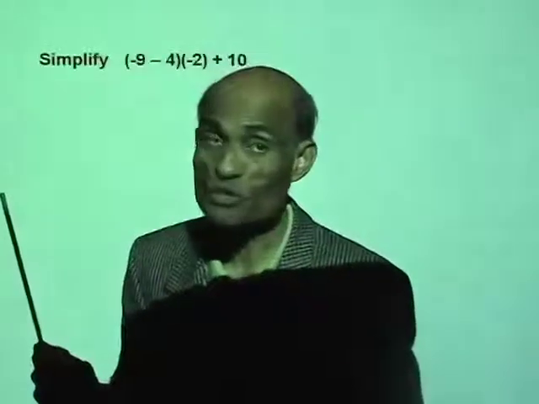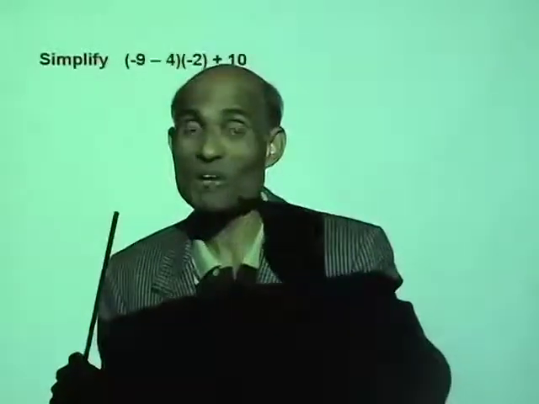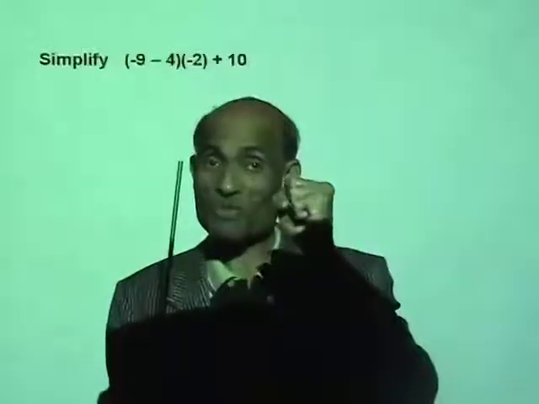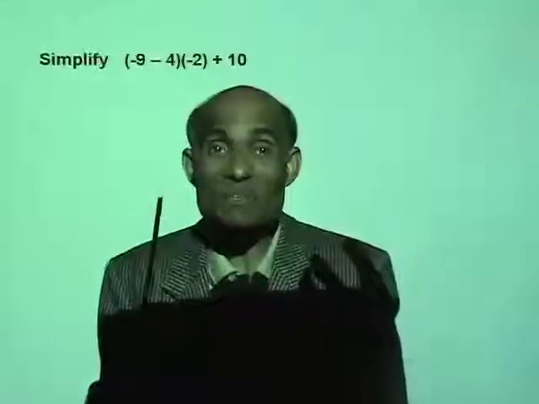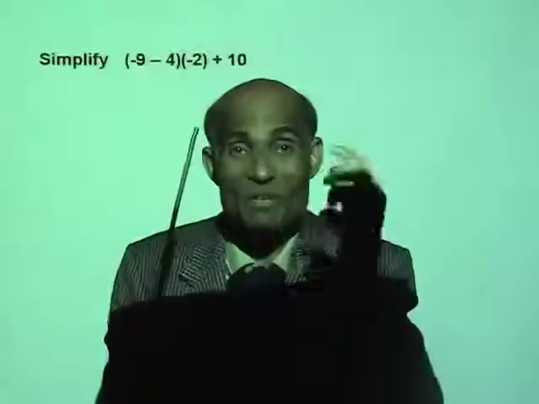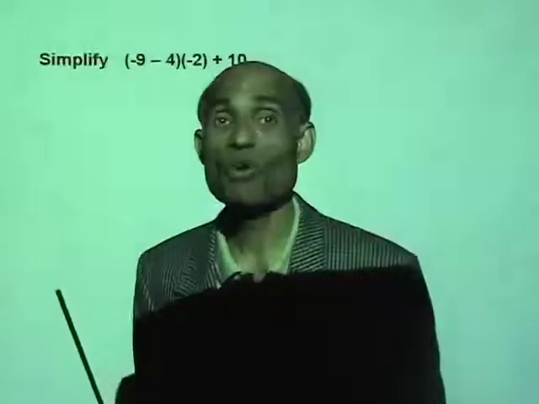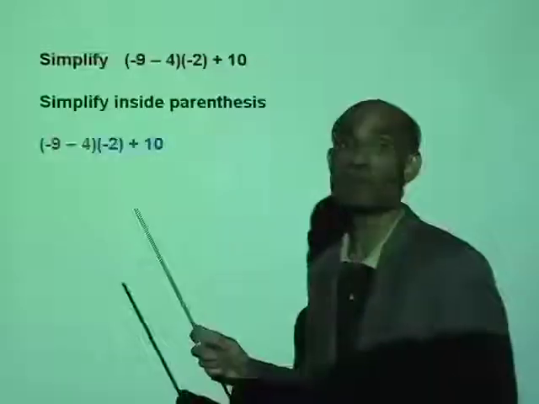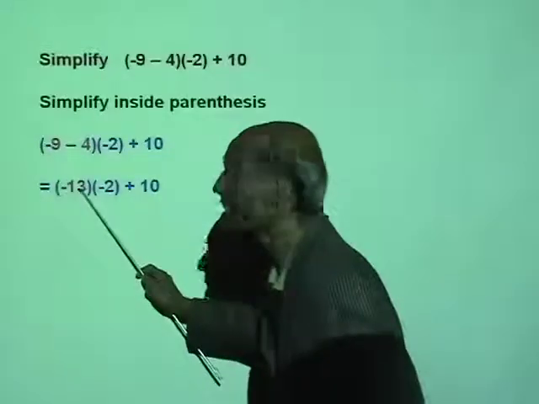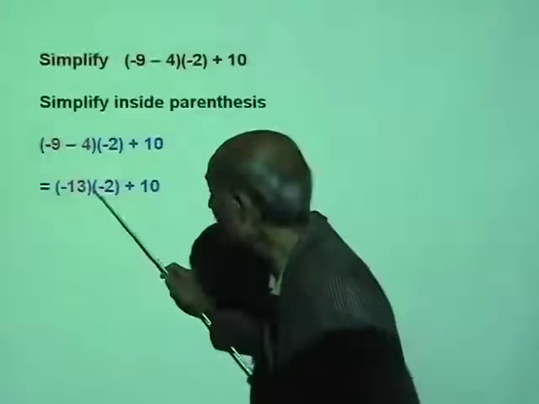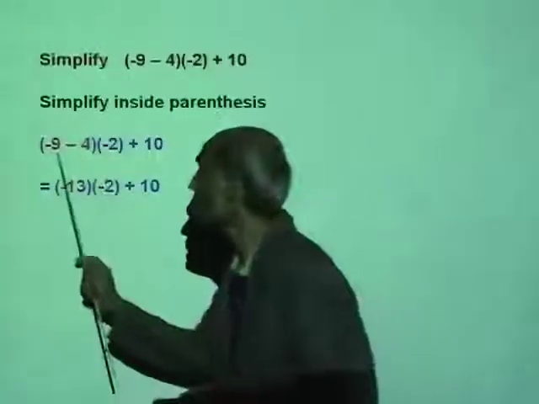Again, don't confuse it with multiplication. We are not multiplying negative 9 with negative 4. When you multiply two negative numbers, it becomes positive. When you add two negative numbers, you simply add the numbers and use the negative sign. So negative 9 minus 4 is negative 13. There you are. So do this first. This will be negative 13. And now you need to multiply that with negative 2, and then plus 10. So this is our first step.